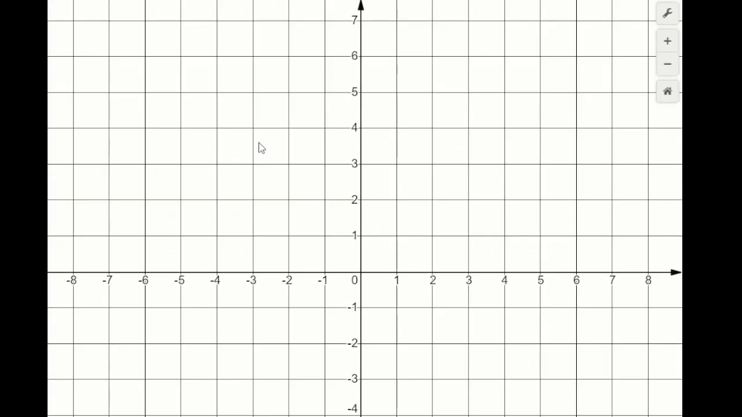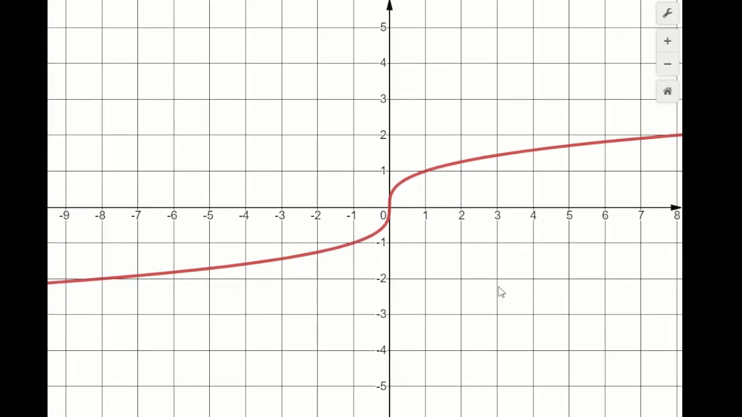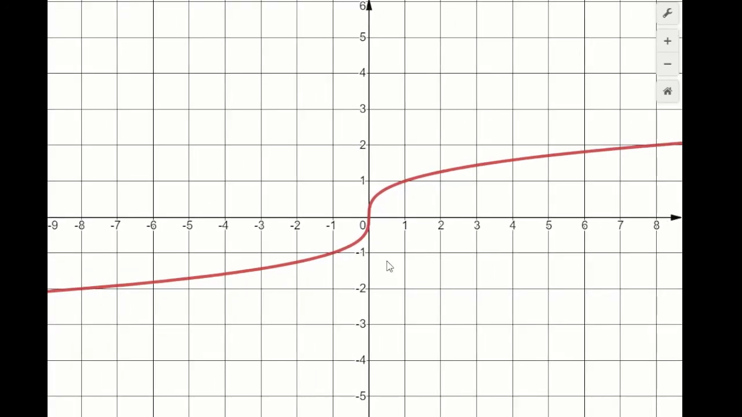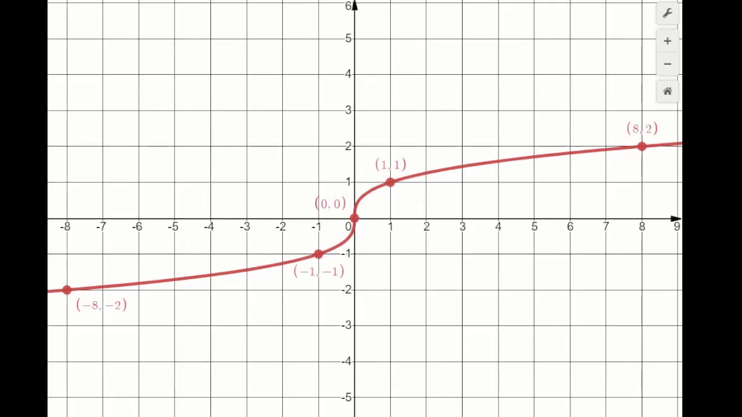All right, so now on our empty graphing space right here, this is the graph for cube root of x. All right, so that's the graph for cube root of x. And these are some special guiding points that we can use for the cube root of x. Now let me show the label.